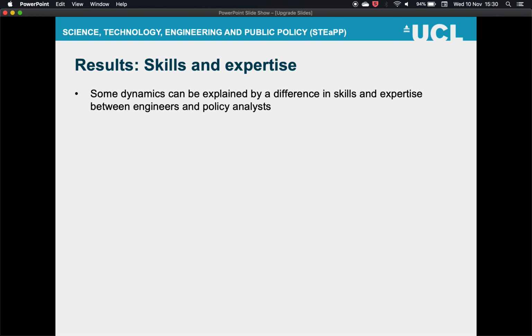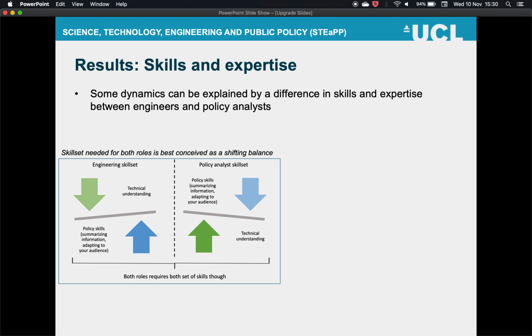The second side of this is the skills and expertise, and some of the dynamics between engineers and policymakers can be explained by a difference in skills and expertise. So I've summarized this in the engineering skill set and policy analyst skill set. The engineers, it's not as easy for them from the start to communicate to different audiences, especially communicate technical knowledge to non-experts. Policy analysts are generally better at adapting their message to their audience. With that said, the engineers have a higher technical understanding as opposed to the policy analysts that have a slightly lower technical understanding. Now, both roles require both sets of skills, obviously, because they're both involved in technical policy making, but the balance of those skills shifts.